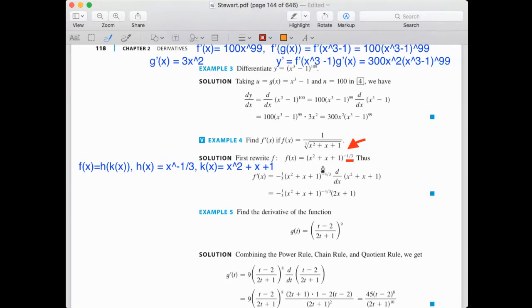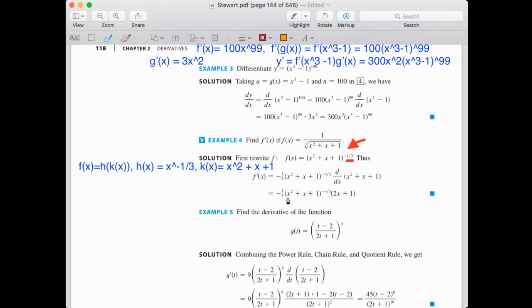Then we'll apply the chain rule. All right, we know how to take the derivative of x raised to negative 1/3. It says multiply by negative 1/3, then times x raised to negative 1/3 minus 1. Then negative 1/3 minus 1 is negative 4 over 3. But then the input is k. It's x squared plus x plus 1. So the first layer, we get negative 1/3 times x squared plus x plus 1 raised to negative 4 over 3. Then by the chain rule, we need the derivative of k of x. What's the derivative of k of x? It's just 2x plus 1.